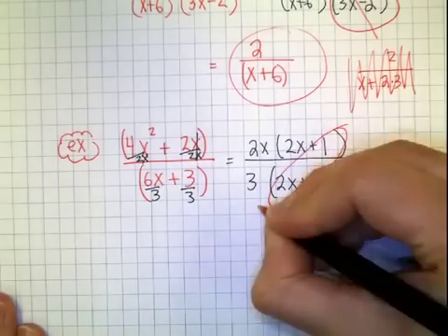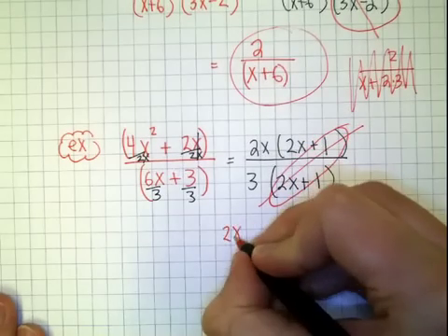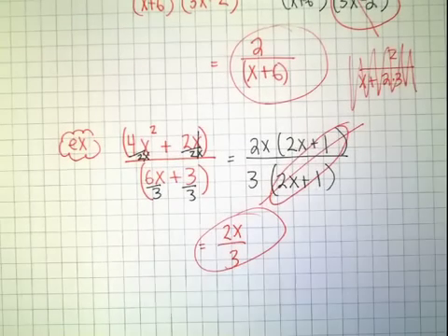This is my power of 1. It's going to go away. So what's left over? 2x over 3. 2x over 3. And that's my answer.